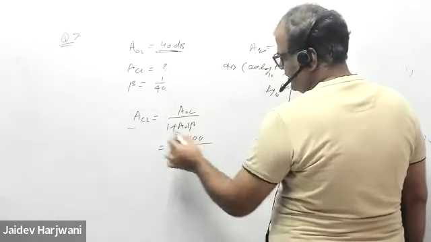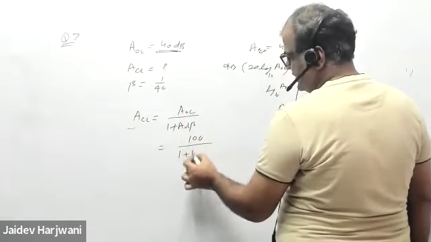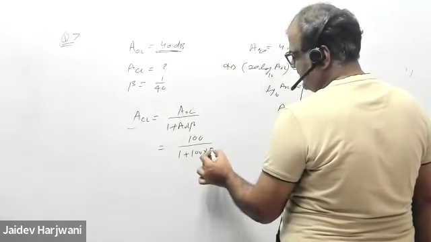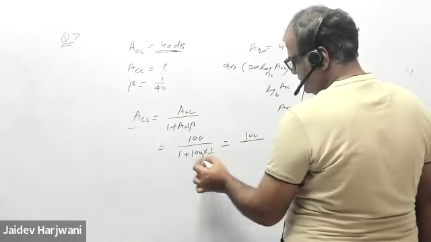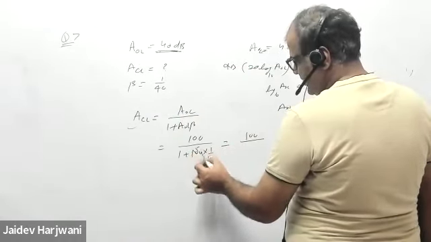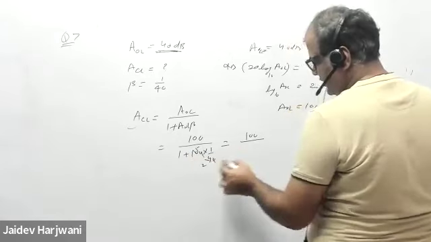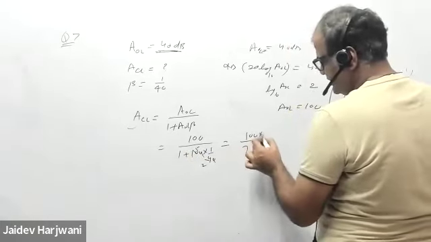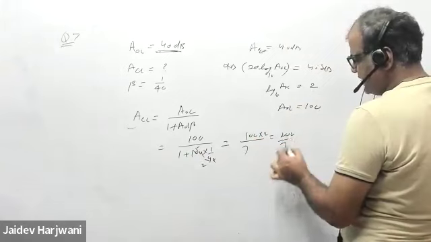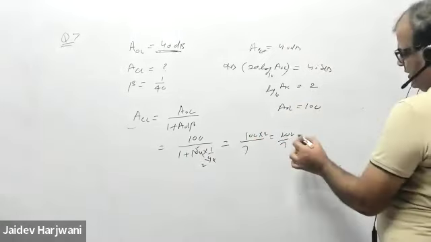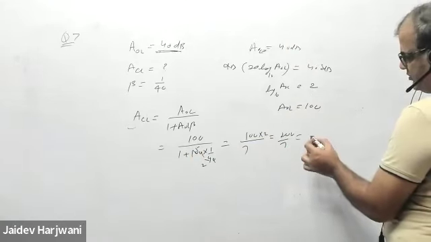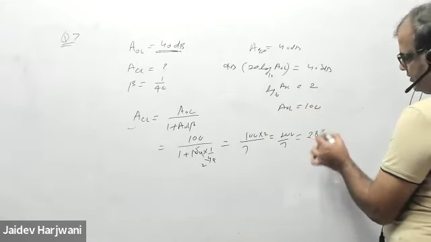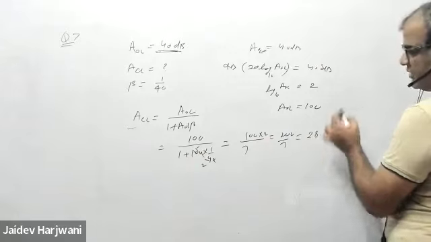100 by 1 plus this is 100 and beta is 1 by 40. This becomes 100 upon 3.5, this is 5 by 2. Okay, how much comes? 7. 200 by 7. Okay, how much comes for this one? Tell me. Around 28.57. Okay, this is a number.